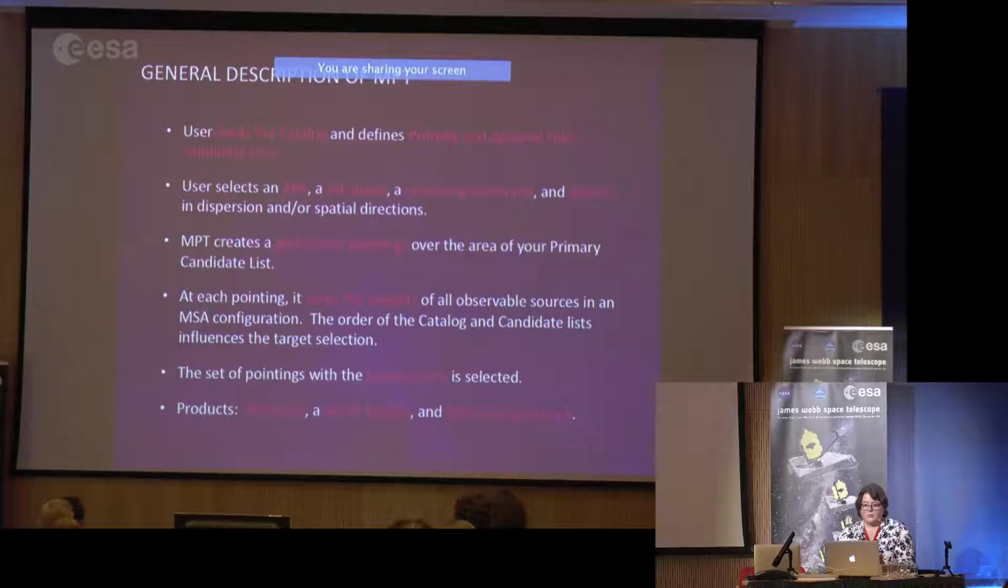The set of pointings with the largest score is the one that's going to be chosen for you, and that's going to be the optimal set of pointings for your dithers. And as I said before, the products of MPT are the pointings, a target set that it's going to give to you, and the MSA configuration. So if you really want certain targets to be observed, they have to be in the primary list, because it's the primary list that uses the target weights, and you have to have an appropriately valued weight given to those targets relative to other targets in your list.